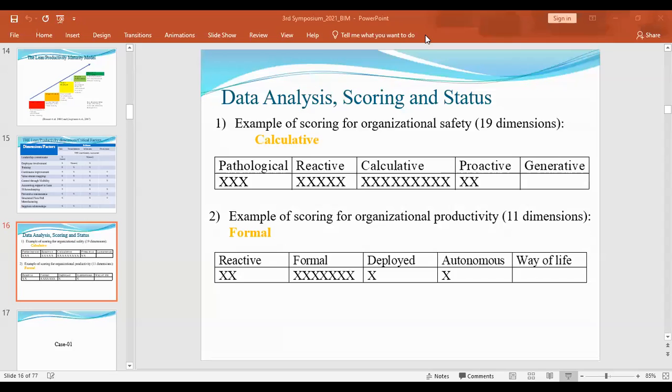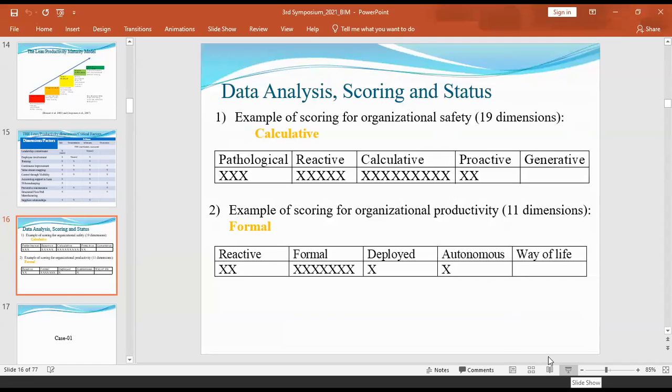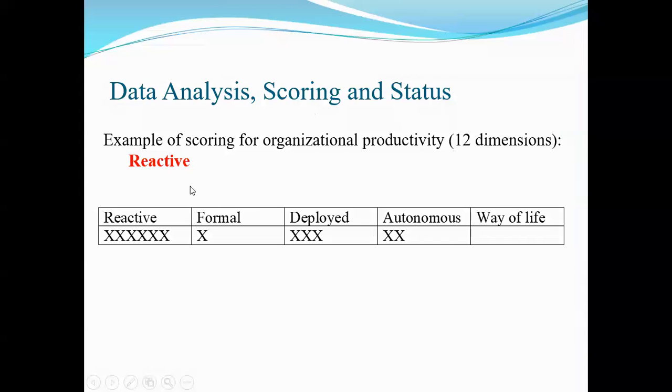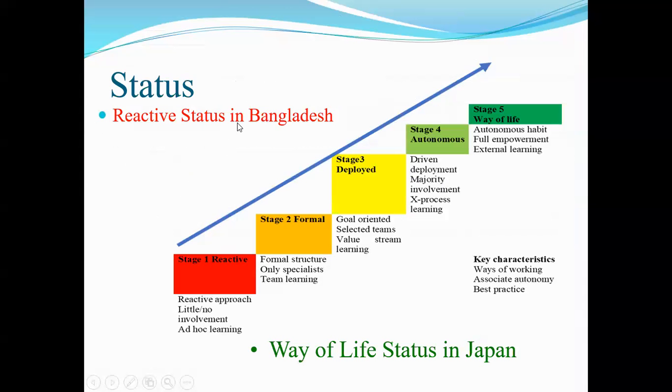Okay, this is another, the full productivity maturity score. This is also the same category. We observe this in the factory and also show the reactive, 12 dimensions, and reactive status in Bangladesh. And we also think Japan is the way of life. Reactive means a reactive approach, little or no involvement, ad hoc learning. Autonomous habit, full empowerment, external learning.